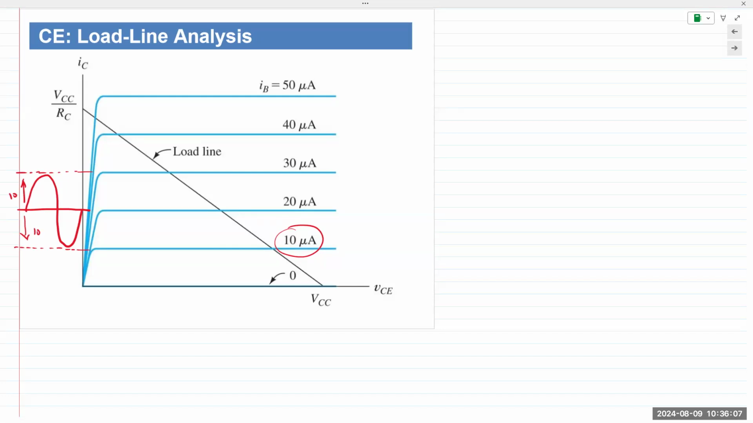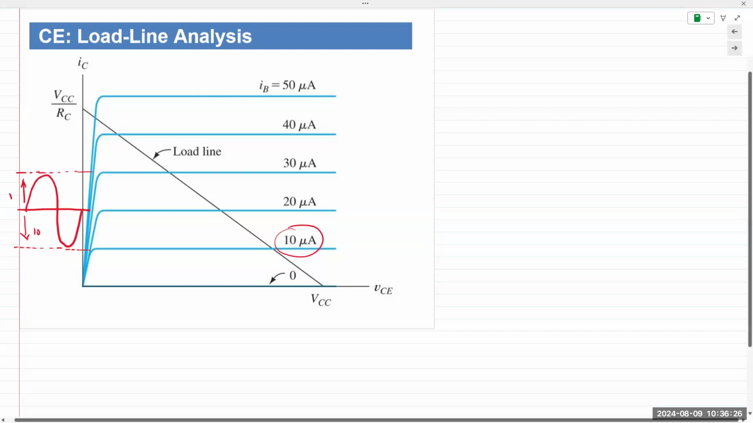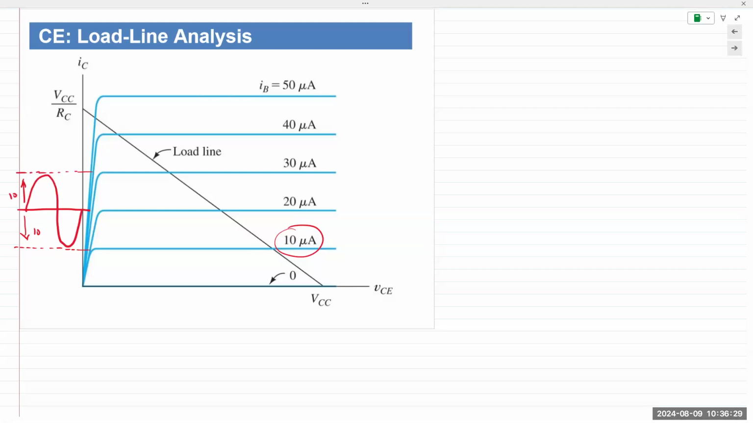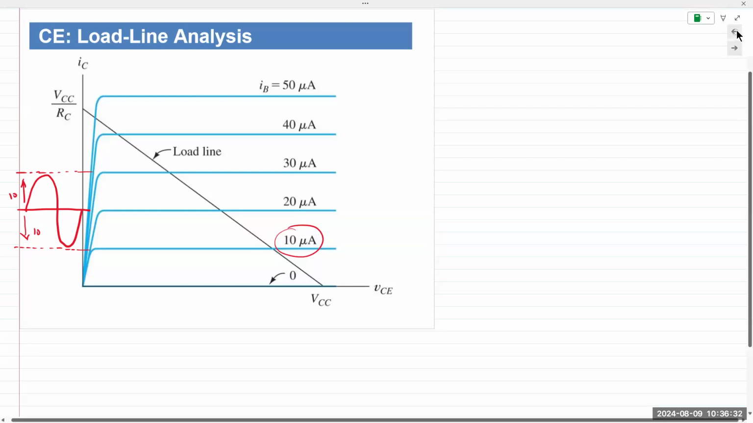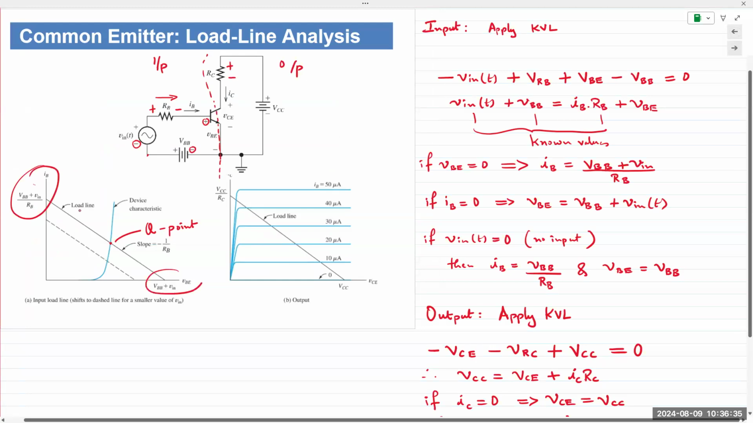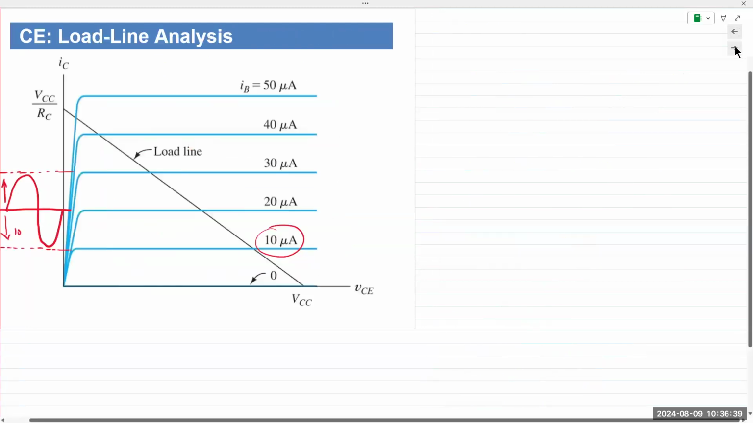Actually, I'm drawing the wrong one. Hold on. Do the output first. IB and VBE, that's the input. On the output, we have VCE and IC, and these are the set of curves for IB.